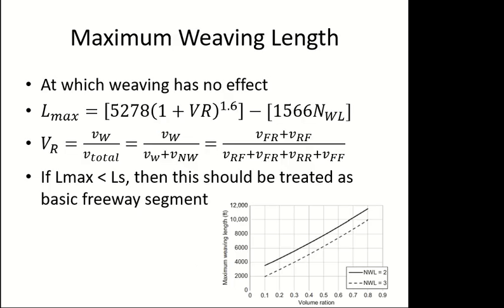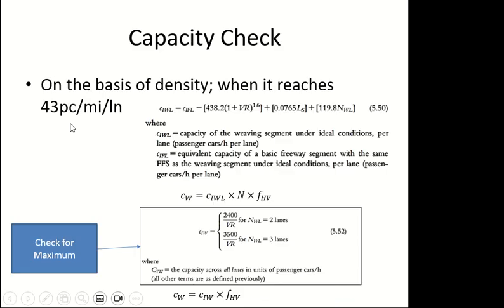One thing which I missed here: the maximum weaving length can also be taken from this graph, using only VR. You put VR here, and you have to know how many weaving lanes you have. If you have two, then you look at the solid line. So go from VR up to the solid line. This will give you the Lmax value. So there's a graph as well.